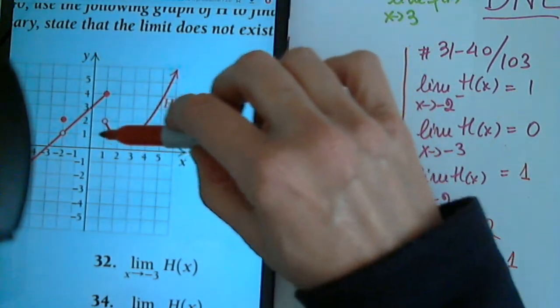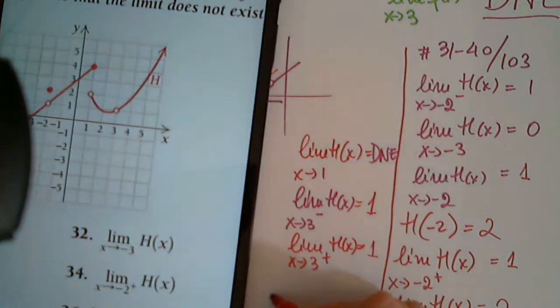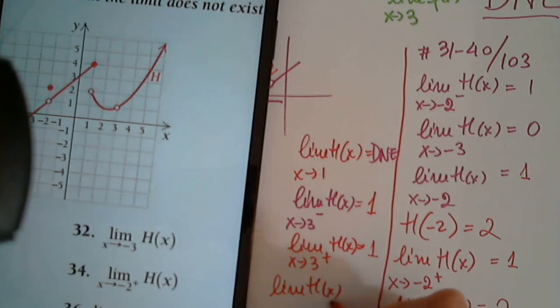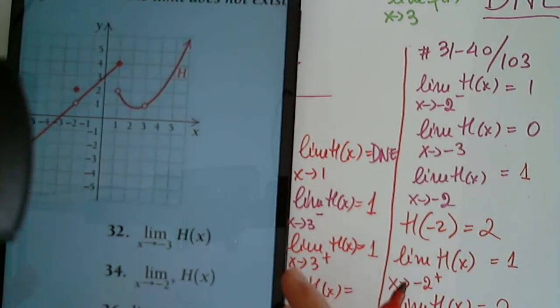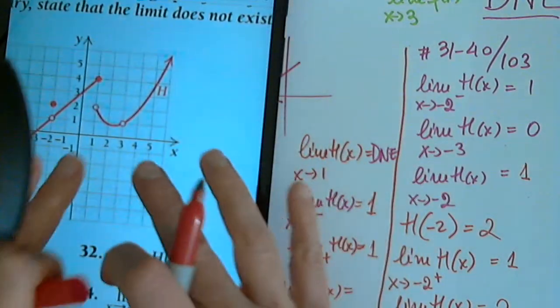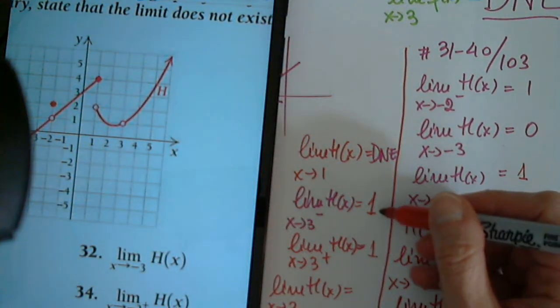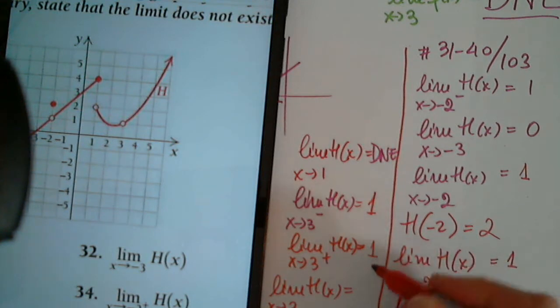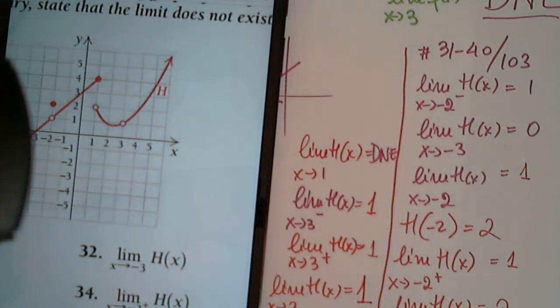And now we're asked to find the limit of h of x as x approaches 3 from either side. I don't have to look at the graph. I have to look at the left, which is 1, and the right, which is 1, and I will conclude that the answer is 1. Very good. So look through and see if you want to work on any other type of problem before we look at infinite limits.